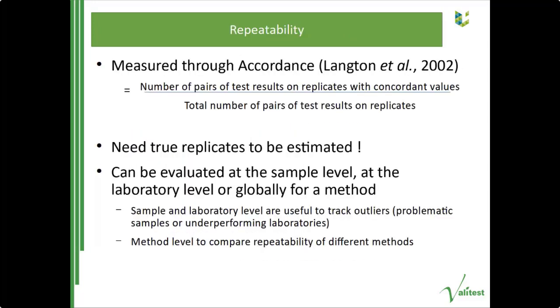We choose to measure repeatability through accordance, defined by Langton in 2002, as the number of pairs of test results on replicates with concordant values divided by the total number of pairs of results on replicates. So it needs true replicates to be estimated. It can be evaluated at the sample level, at the laboratory level, or globally for a method. Sample and laboratory level are useful to track outliers, such as problematic samples or underperforming laboratories. Method level is used to compare repeatability between methods.